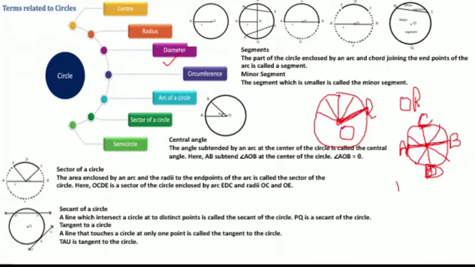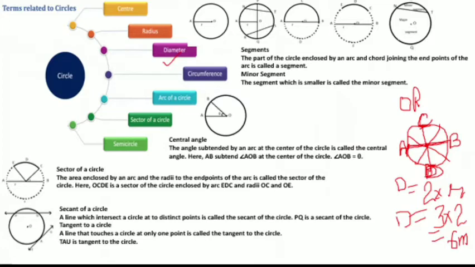The property for the diameter of a circle is that diameter is twice the radius. If radius is 3 centimeters, then diameter will be double of 3, that means 6 centimeters. If radius is 4 centimeters, diameter will be 8 centimeters.